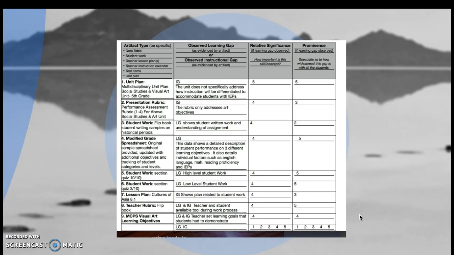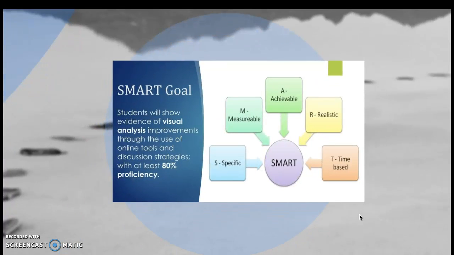Once we identified various gaps on our tracking sheet, we were able to distinguish the most prominent learning and instructional gaps, such as students' oral and written communication skills, demonstrated on their quizzes and flipbooks, and the teacher-made unit planner. Our SMART goals stated that students will show evidence of visual analysis improvements through the use of online tools and discussion strategies, with at least 80% proficiency.